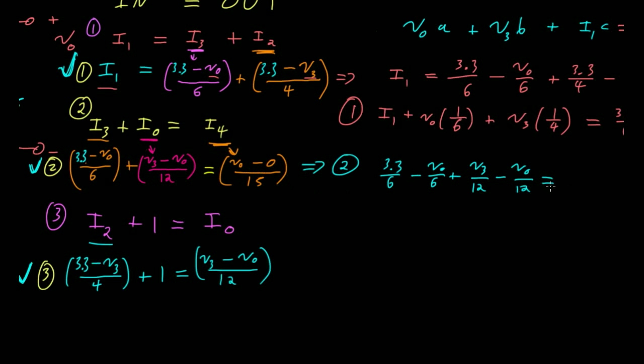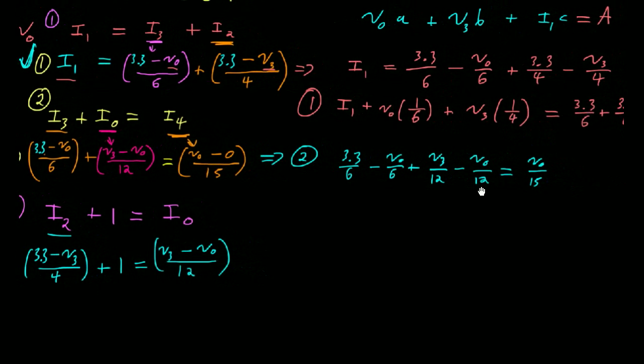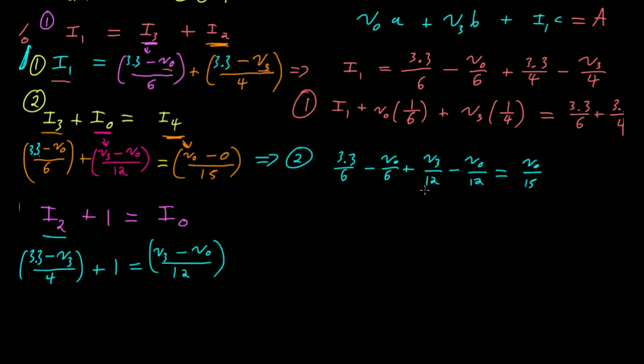That is going to be equal to v0 divided by 15 minus 0 divided by 15, but that's just 0, right? So I can actually ignore that term. I could put minus 0 over 15, but that whole thing is just 0, so I'm just going to leave it out. And now let me rearrange this, so I get all the variables on the right-hand side, all the constants on the left-hand side.